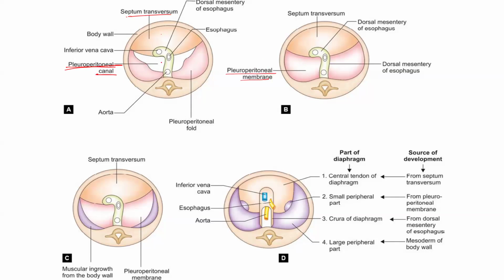You can see the pleuroperitoneal membrane fuses with the septum transversum to obliterate that canal. But important to note is that this canal closes first on the right side, then the left side closes later. So the closure of the pleuroperitoneal canal on the right side occurs at an earlier event compared to the closure of the left side. That would be important.